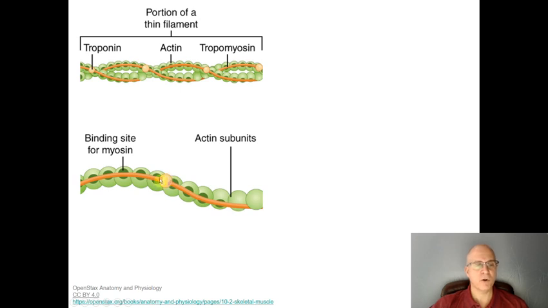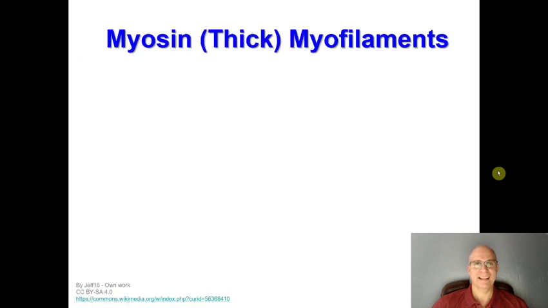And then here's our troponin, and the troponin is keeping the tropomyosin in place. But sometimes when we want the muscle to contract, we've got to drag the tropomyosin out of the way. And that's why it's important that troponin binds calcium. And we'll get more to that in a little while.